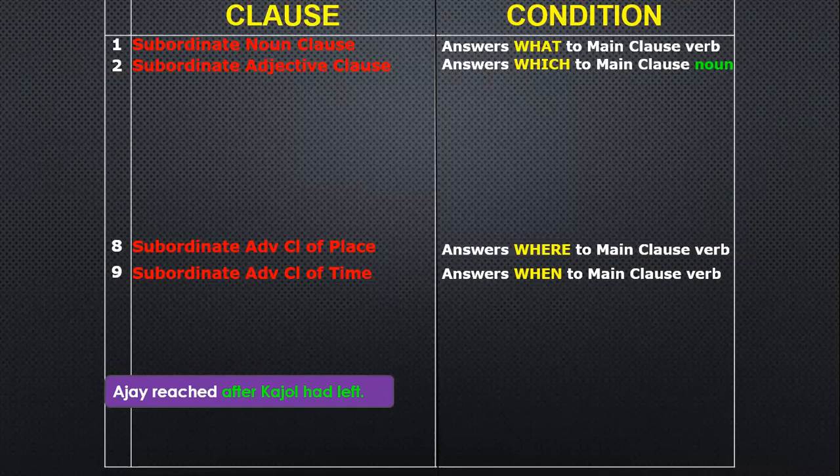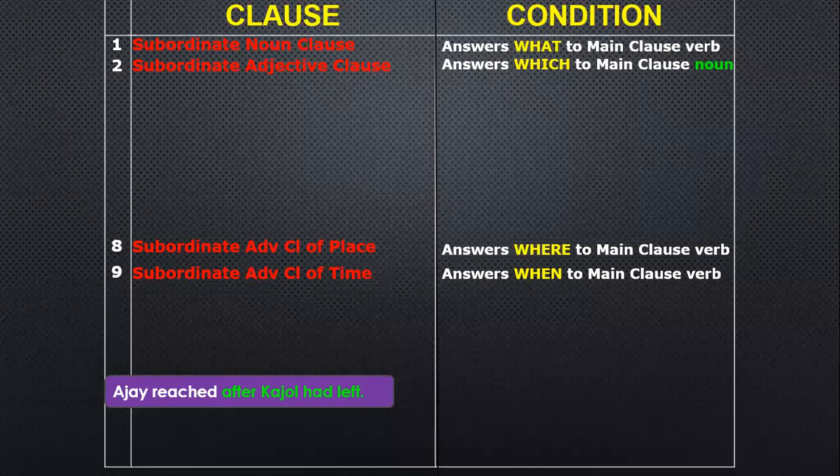Now it's time to find out which type of subordinate clause it is. So we know the step. Let's ask question to the main clause and get the subordinate clause as an answer. Let's ask all the questions now. Ajay reached what? Do we get an answer as after Kajal had left? No. When we ask Ajay reached which? Is this the right way to ask question? No, we are not getting the answer as after Kajal had left. When I ask Ajay reached where? After Kajal had left? No, it is not displaying any place.